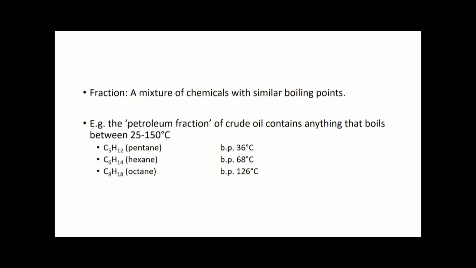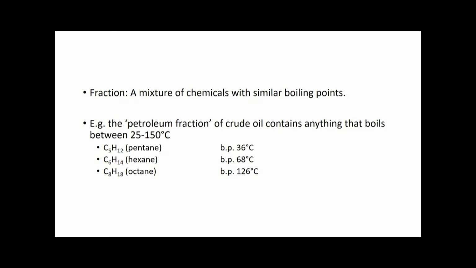Fractional distillation is a method of separating hydrocarbons that you find in crude oil into more useful groups called fractions. Fractions all have a similar boiling point, and therefore similar properties, and we can use them for specific purposes. So, for example, the petroleum fraction is a mixture of chemicals with similar boiling points. The boiling point range in petroleum is around 25 to 150 degrees C, depending on exactly which refinery we're talking about. But it contains different chemicals such as pentane, hexane, octane, and you can see the boiling points there.